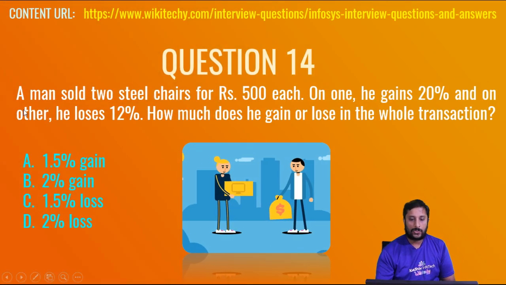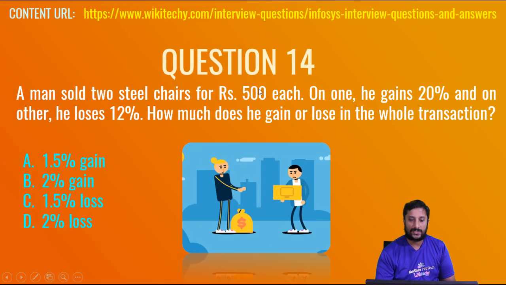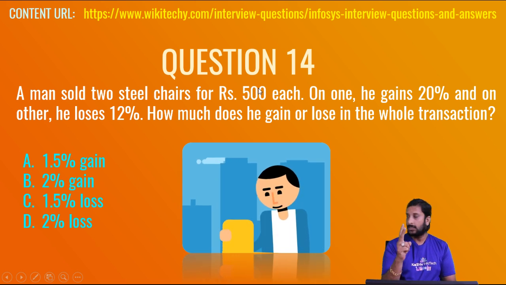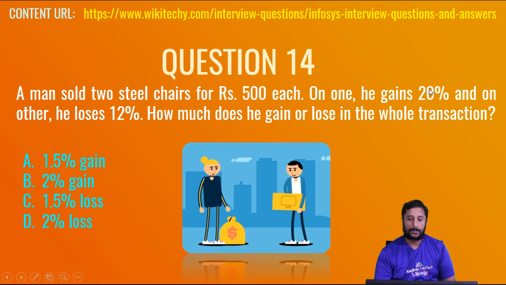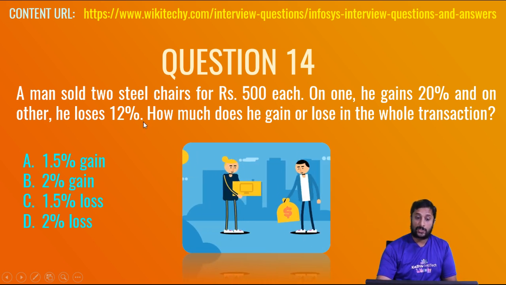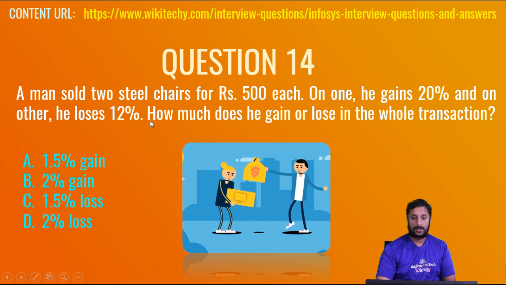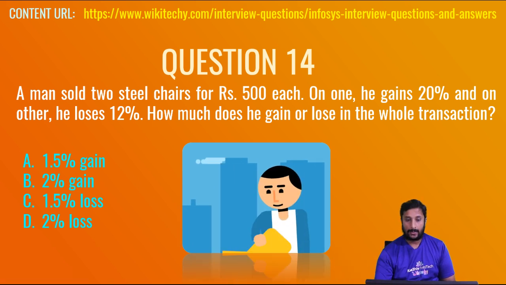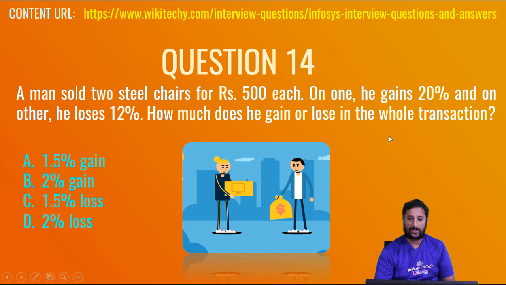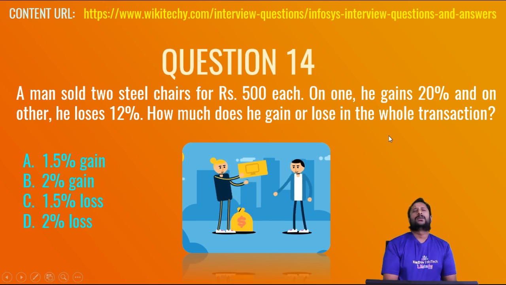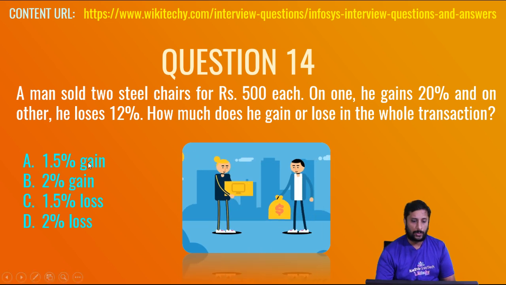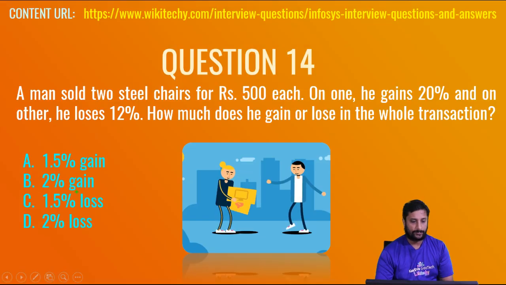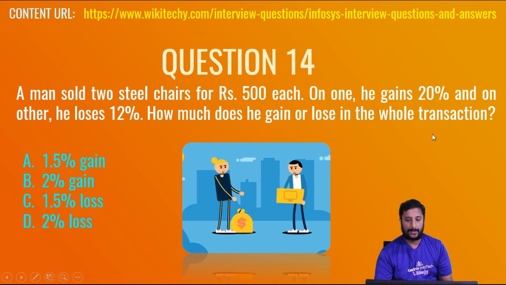A man sold 2 steel chairs for rupees 500 each. He gains 20% in one chair. He loses 12% in the other chair. How much does he gain or lose in the whole transaction? It should be gain, so we can discard the loss option. Okay, let's see.